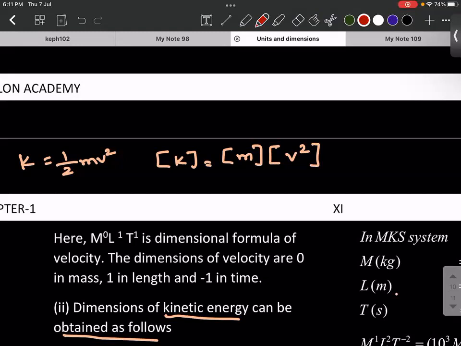Can I write it like this? What is the dimensional formula of m? Capital M. What is the dimensional formula of v square? LT minus 1 the whole square. So that gives you M L square T minus 2. That's it. Sorry, half is not needed. Half is not needed. That is one of the drawbacks of dimensional formula.